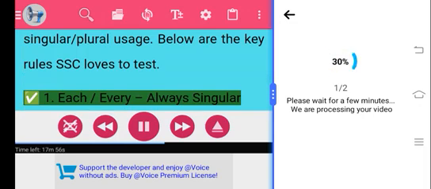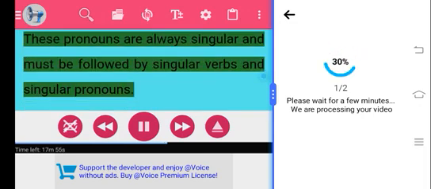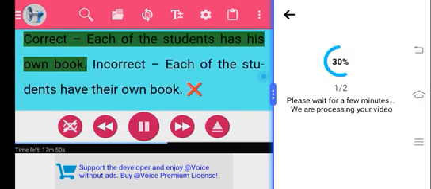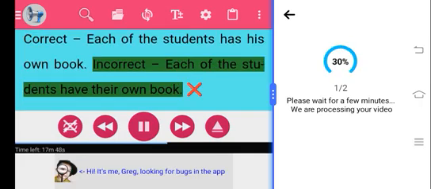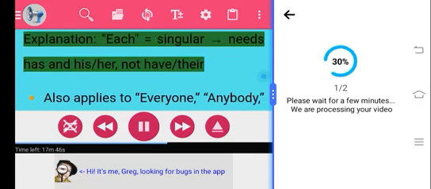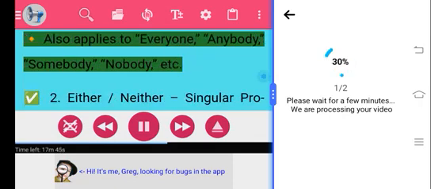Checkmark 1. Each, every, always singular. These pronouns are always singular and must be followed by singular verbs and singular pronouns. Correct: Each of the students has his own book. Incorrect: Each of the students have their own book. Crossmark. Explanation: Each equals singular, needs has and his or her, not have and their. Also applies to everyone, anybody, somebody, nobody, etc.